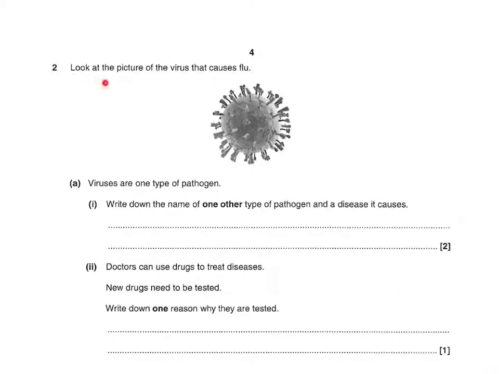Next question says, look at the picture of the virus that causes flu. Virus is 1 type of pathogen. Write down the name of 1 other type of pathogen and the disease it causes. So 1 mark for the type of pathogen. So you could have had bacteria or fungus or protozoa. And then you had to have something that is caused by that pathogen, so linked. So if you said bacteria, you could have had cholera. If you said fungus, you could have had athlete's foot. Or if you said protozoa, you could have had malaria. What you can't put is virus, so you can't have virus and something that is caused by a virus.